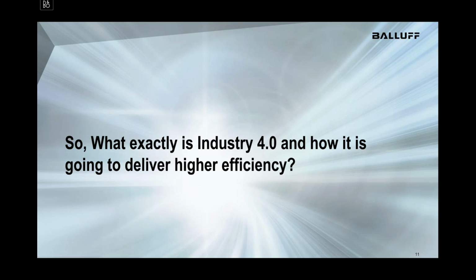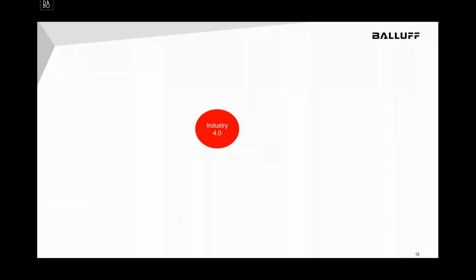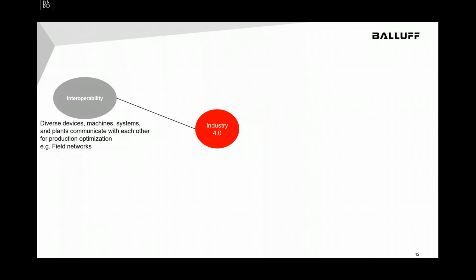So what exactly is Industry 4.0 and the cyber physical system, and how is it going to deliver this higher efficiency? When we talk about Industry 4.0, it can be componentized into 5 different modules. The first being interoperability. Diverse machines and systems can talk to each other to optimize the performance of the production line. We've been doing that.